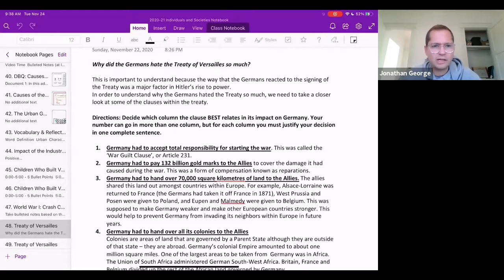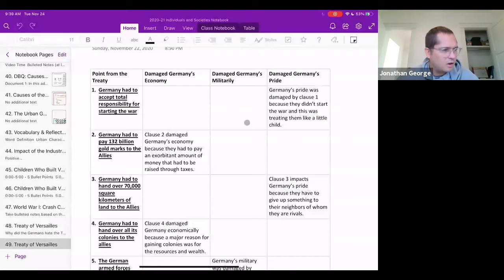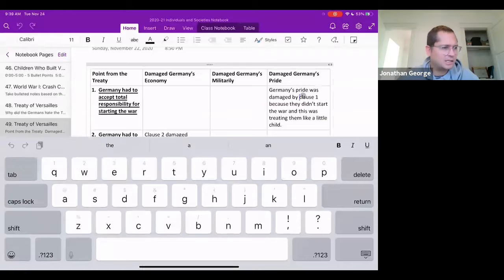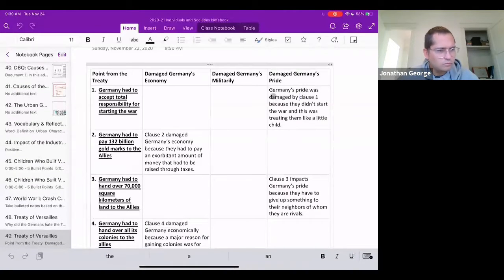If you look at this first one, what we did was we looked at these clauses and we made a decision: does this impact Germany's pride, economy, or military? We looked at those three things and tried to identify which one was most impacted or most damaged as a result of these clauses. As an example, Germany had to accept total responsibility for starting the war. So we look at page 49, we put that in pride, and we write one sentence that justifies your decision. Here I said, Germany's pride was damaged by clause 1 because they didn't start the war and this was treating them like a little child.